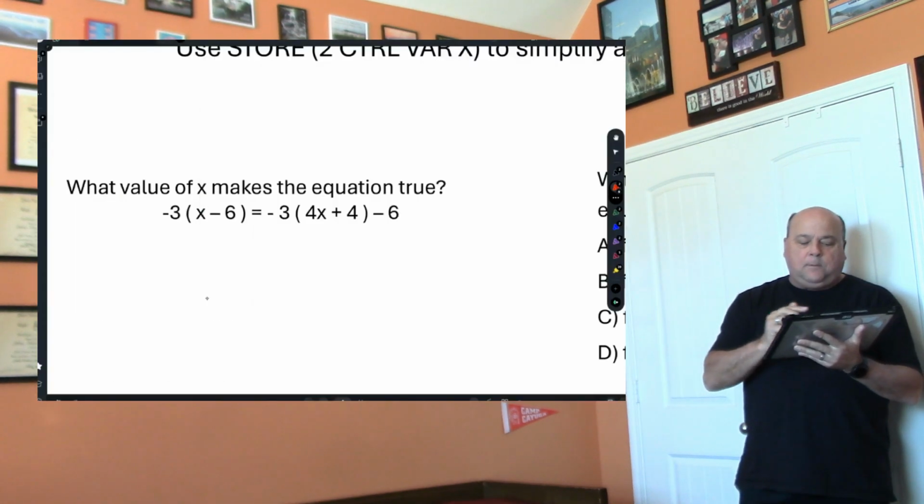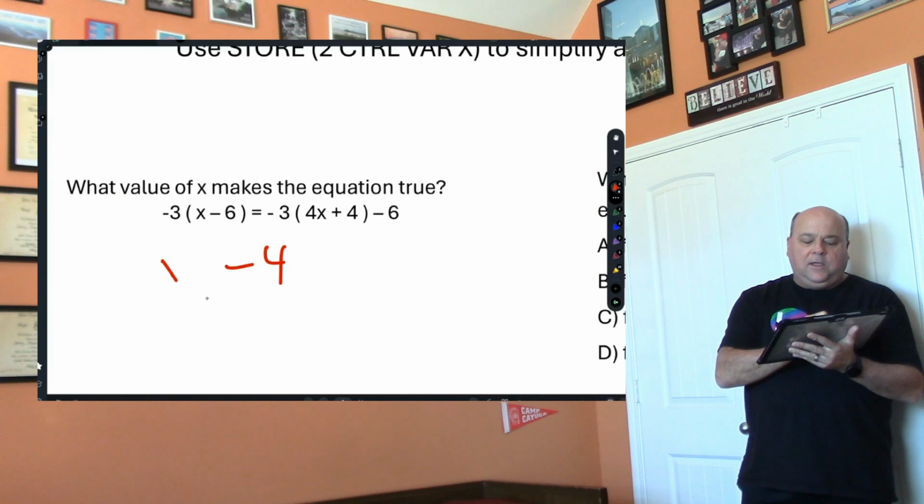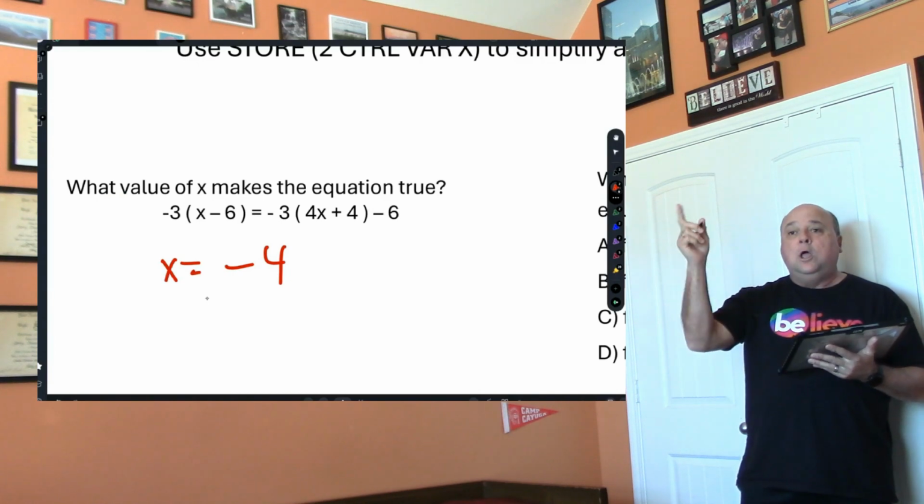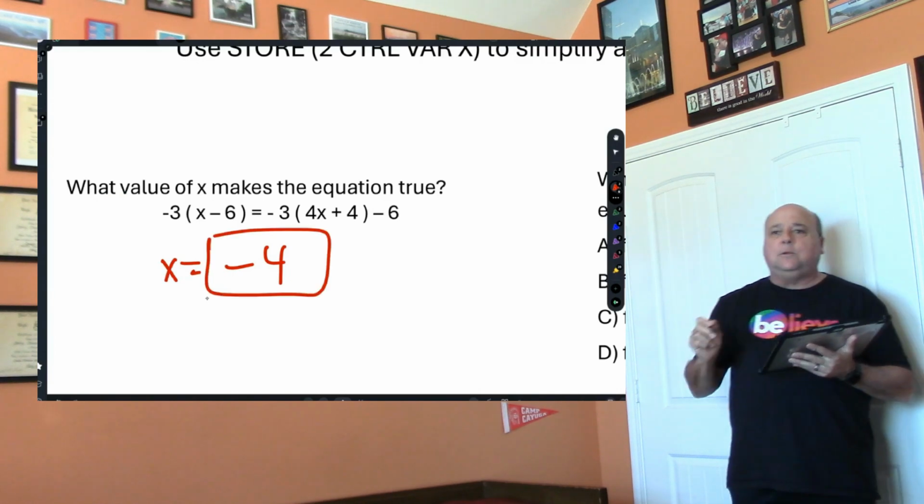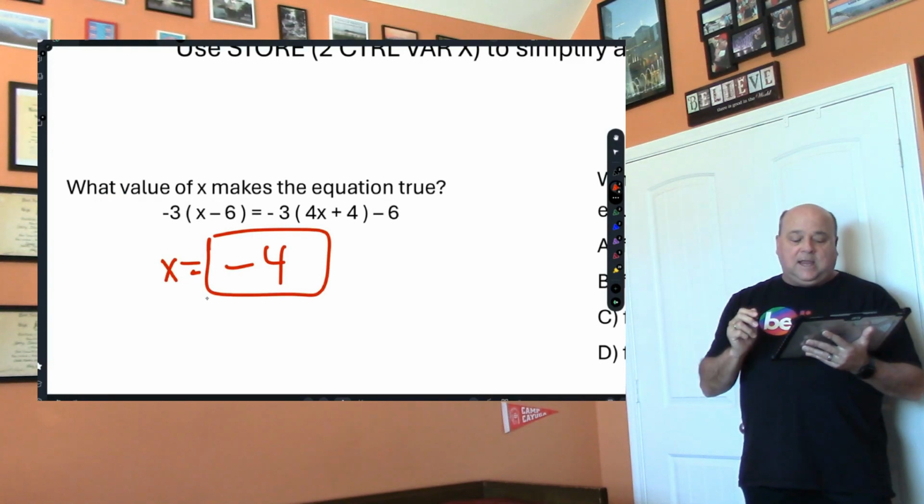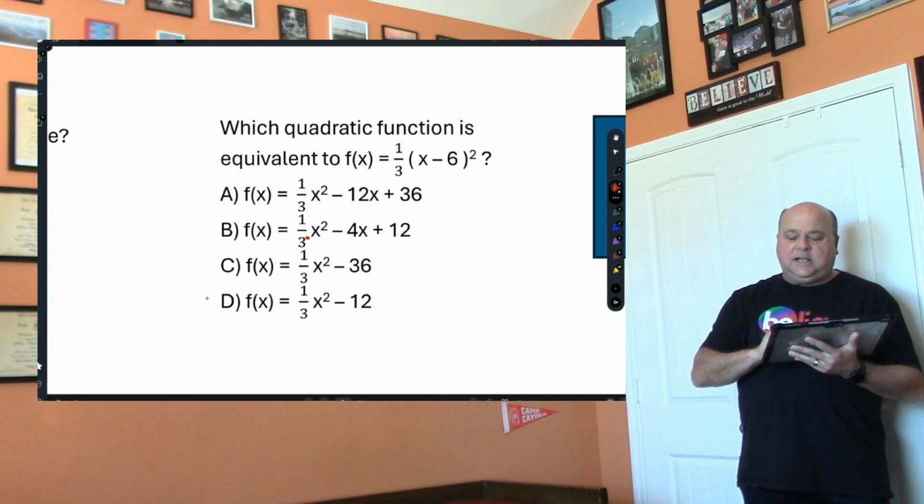So I'm going to go back to the paper. x equals -4. On your STAAR, you're probably going to have to put -4 into the answer. Let's go to the next problem.